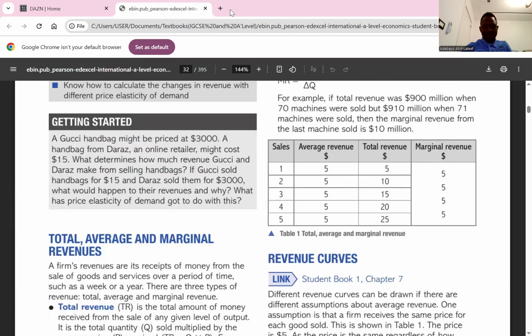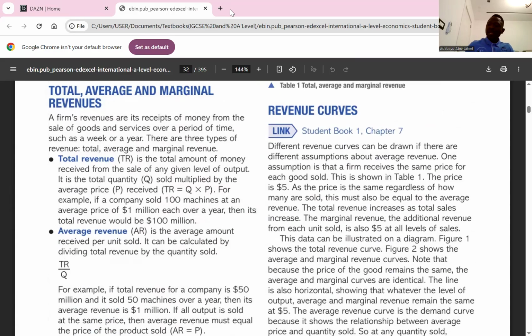Okay. So here I wrote revenue. It's the firm's receipt of money from the sale of goods and services over a period of time. So we call it revenue because you have made money from the sales of your product or your service. So we have three types of revenue. We have the total revenue, the average revenue, and the marginal revenue. So we're going to start with the total revenue.